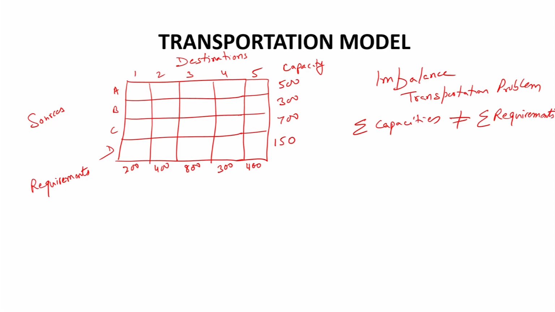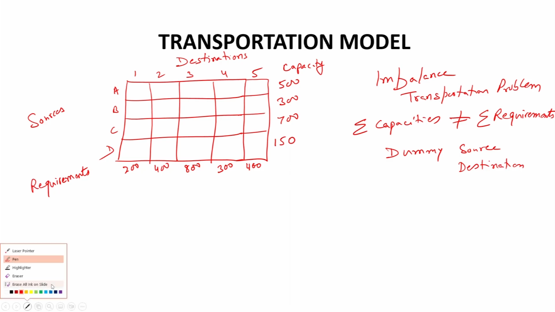Sum of requirement. If the sum of capacities is not equal to the sum of requirements, we call it an imbalance problem, and we use a dummy source or dummy destination. Whatever is the difference, we add one dummy source and say that the requirement or that capacity will come from that. Okay. So, that is one set of information which is required in our transportation model.